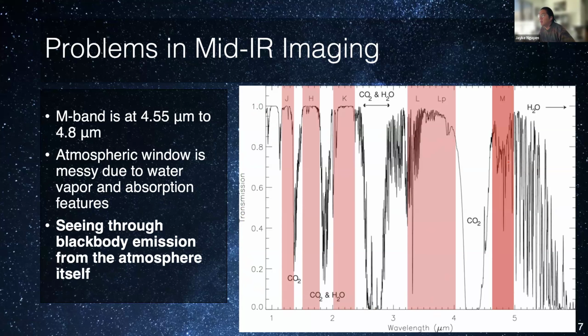They have M band all the way out here, and you can see this atmospheric transmission window is actually pretty messy. And this messiness comes from water vapor and absorption features. The main issue, in addition to this, is that you're actually seeing through the black body emission from the atmosphere itself. So you're directly accessing the black body emission of the atmosphere, your telescope, and your instrument. What you're trying to do is basically look at a faraway flashlight, like the star, through another flashlight. So it makes it pretty hard.